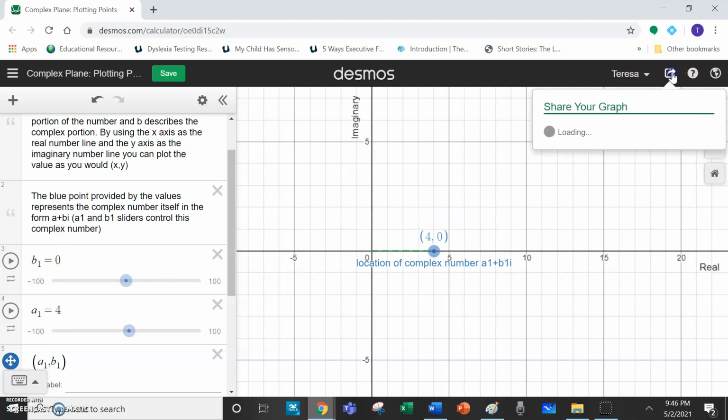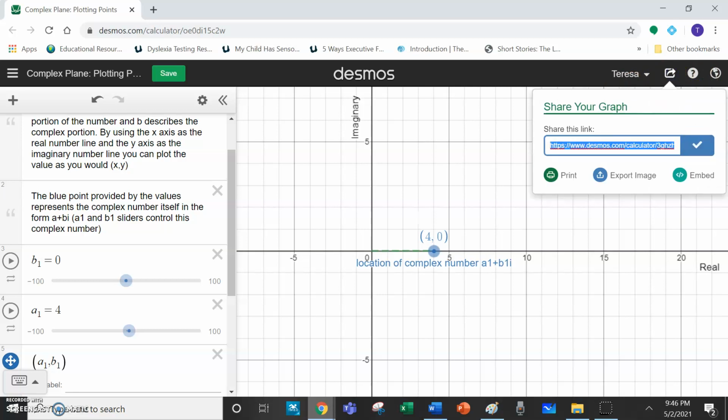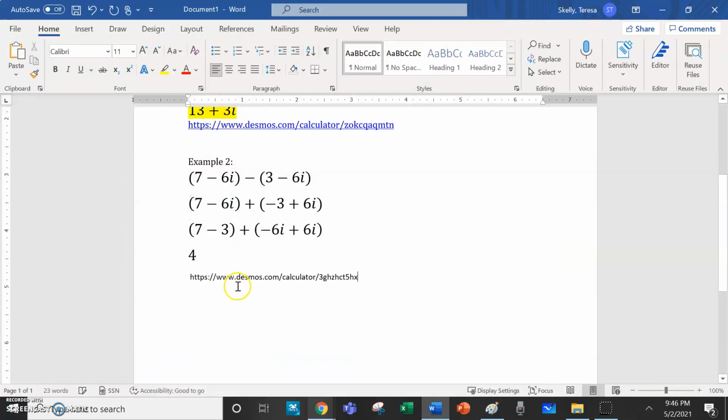And again, what I will do is I will share the graph, copy the link, and paste the link in my assignment so that I can share that and I'll be able to check your work on your graphing here.